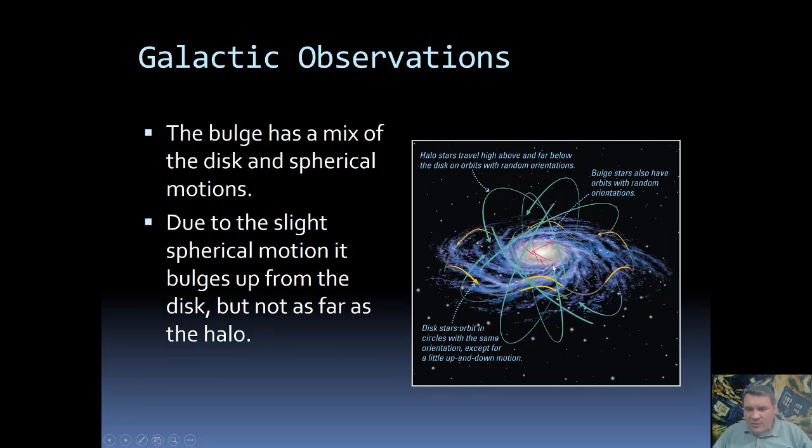Down at the central bulge, we actually have a mix of both motions. There are some stars that are orbiting in roughly the same plane in roughly the same direction, creating a disk component. But there are also other stars that have random orbits going in random directions, which create a spherical component. So just like we have both population 1 and population 2 stars in the central bulge, we also have a disk component and a spherical component down in the central bulge.